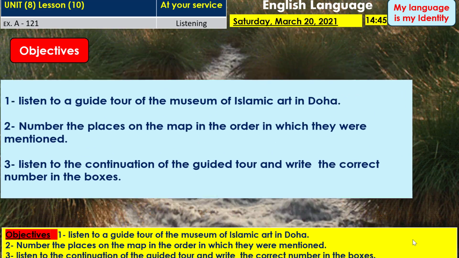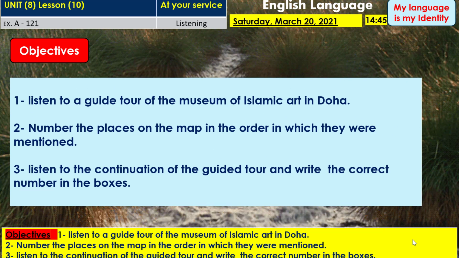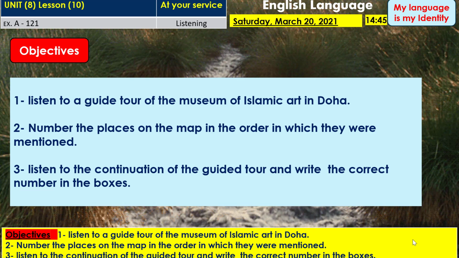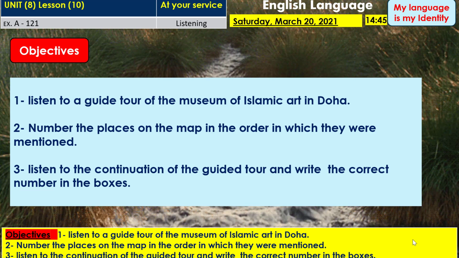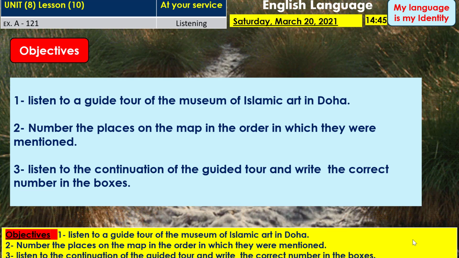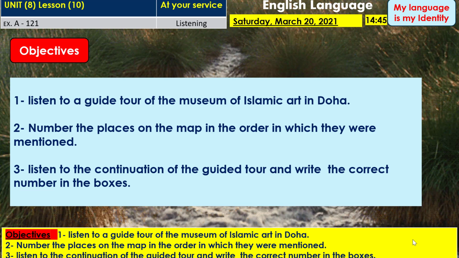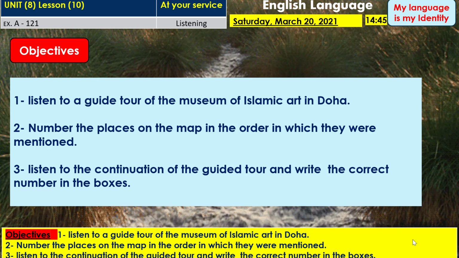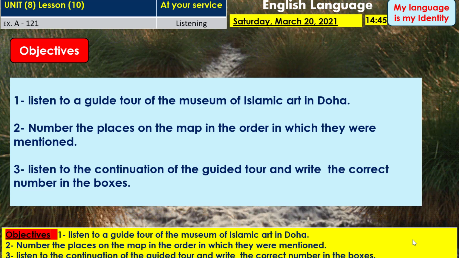Our objectives are: 1. Listen to a guided tour of the Museum of Islamic Art in Doha. 2. Number the places on the map in the order in which they were mentioned. 3. Listen to the continuation of the guided tour and write the correct number in the boxes.